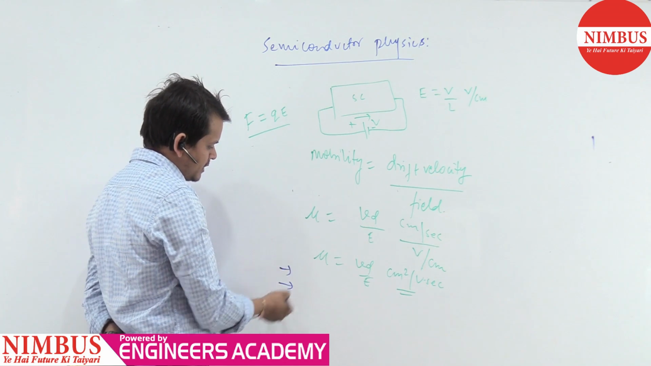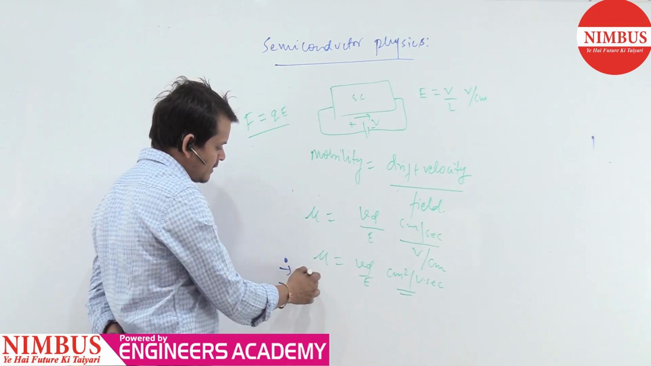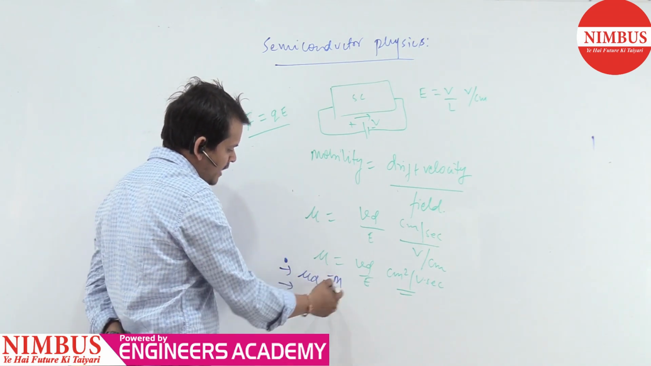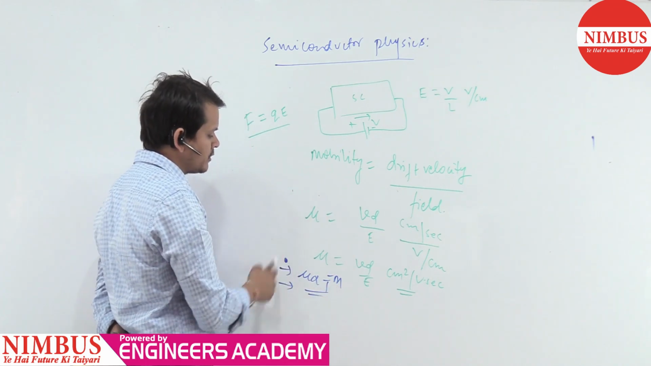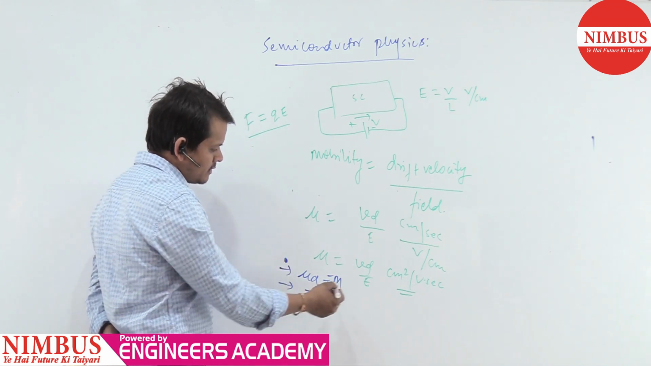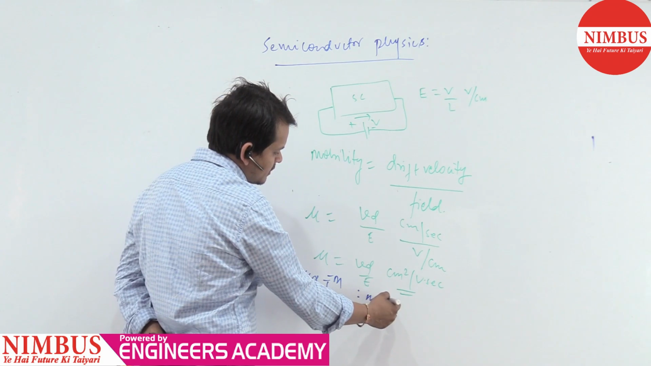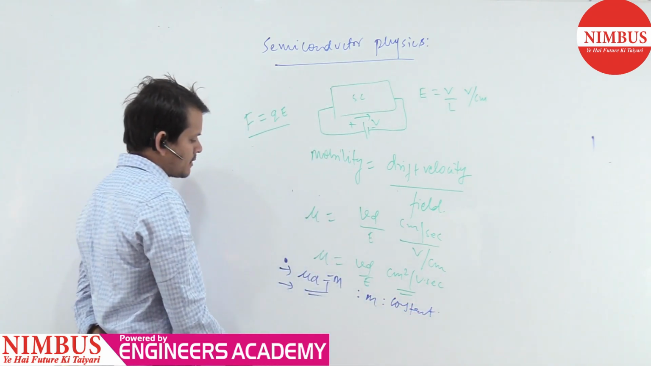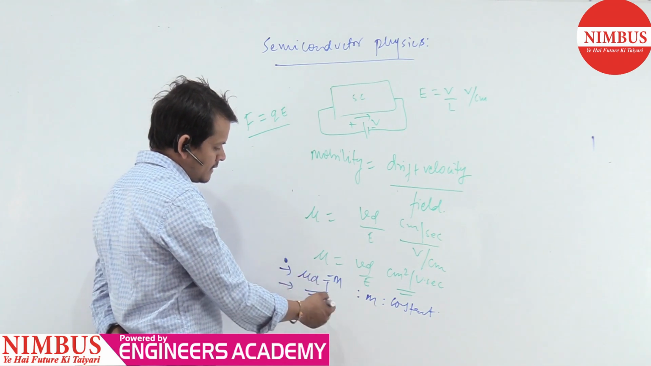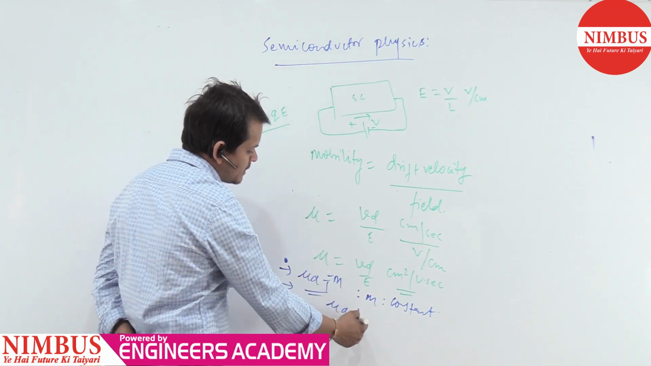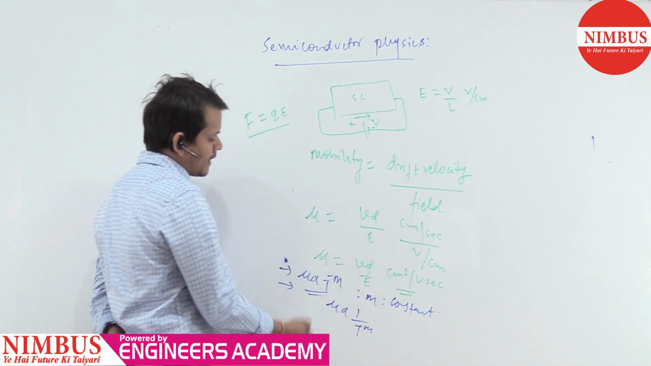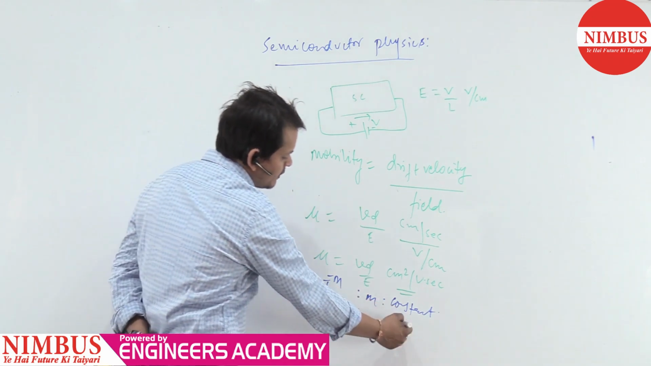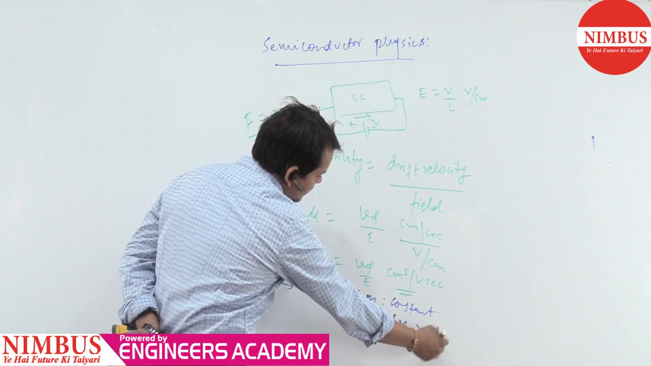The one point is that mobility decreases with temperature. We have a relation like this: mu is proportional to e to the power minus m. As you see here, m is constant. And I say mu and temperature are inversely related. As temperature increases, m is always greater than 1.